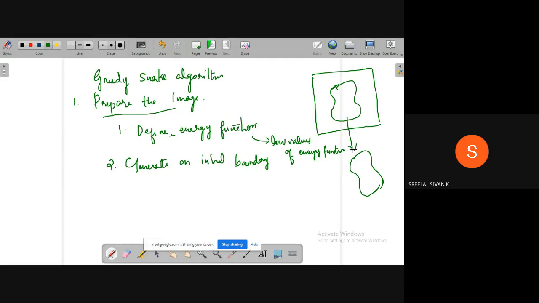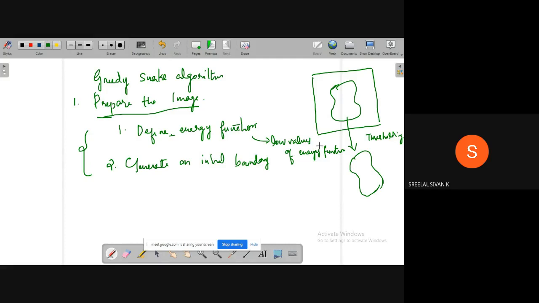That means we have extracted the particular image based on thresholding or any other segmentation techniques. You have taken that image. So this is our first step. This may be second or first step. These are the two important steps taken for the greedy snake algorithm.